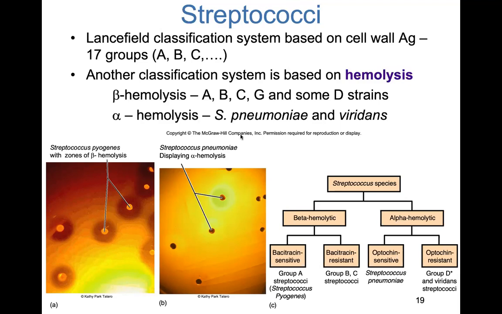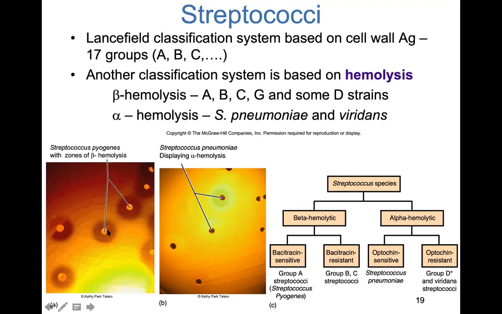So if you look here, there's Streptococcus pneumoniae displaying alpha hemolysis. If you look, that agar started out this color. I don't know if you can see the arrow, right? But as it's growing, it's consuming the blood. All right, so you'll see it disappearing. It's actually lysing the blood, hemolysis.